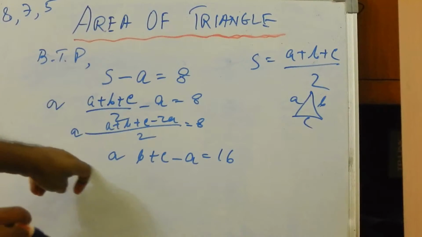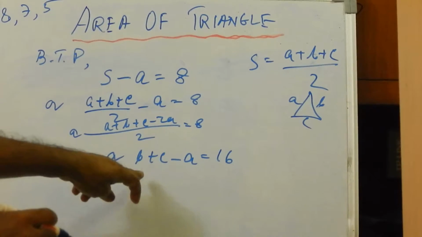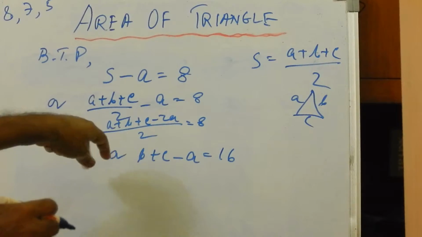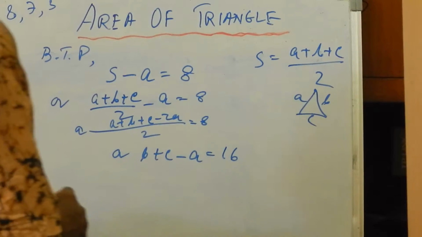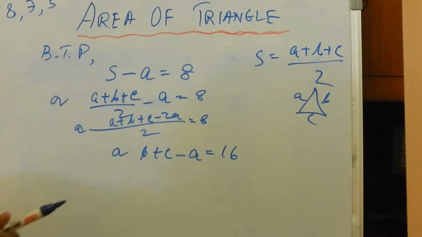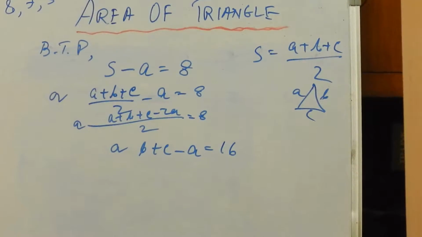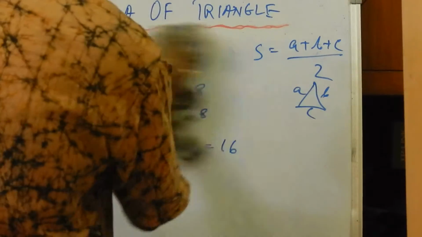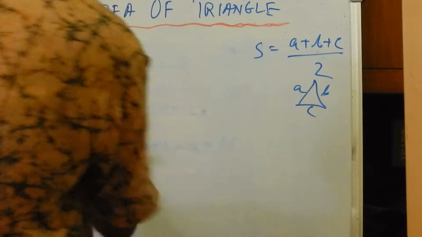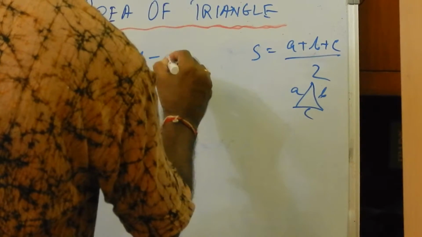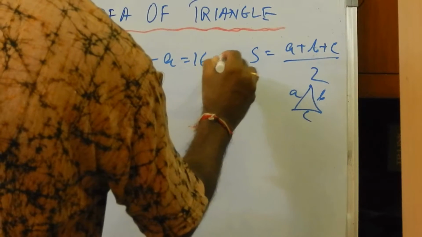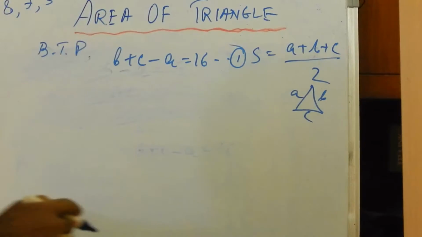We have simplified the equation, so we got b plus c minus a equal to 16. Mark it as equation number 1.